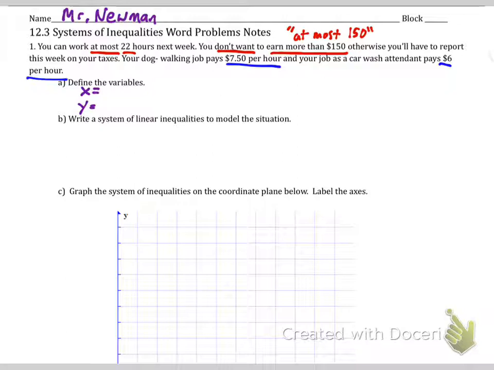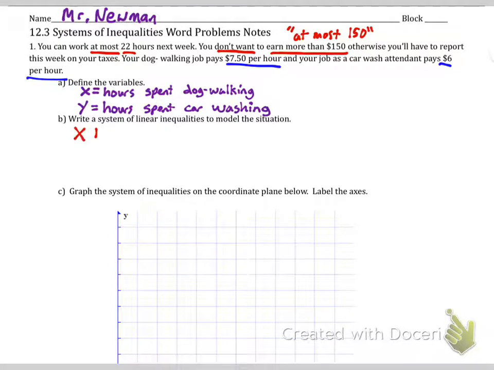Now, because we are using X and Y, let's just pick the first one, dog walking, as our X. And notice how it's very specific. I said it's hours of dog walking, not how much you make from dog walking, or cost of dog walking. It's hours spent dog walking. And then the Y is going to be the hours spent car washing as a car wash attendant.